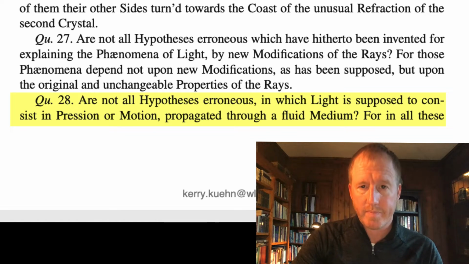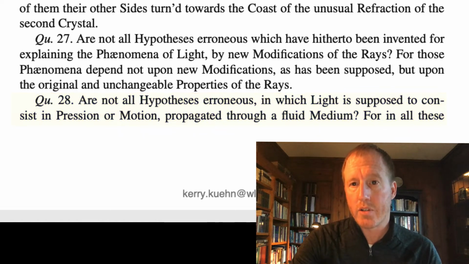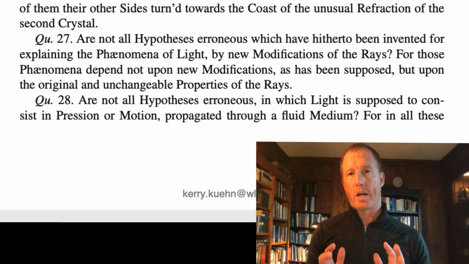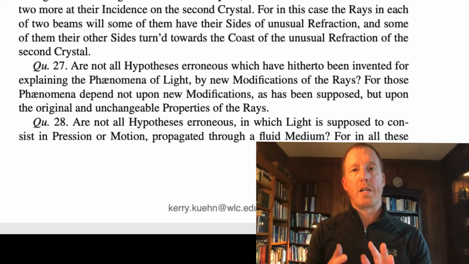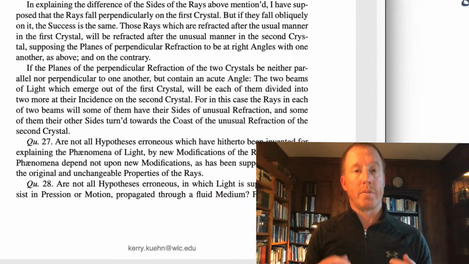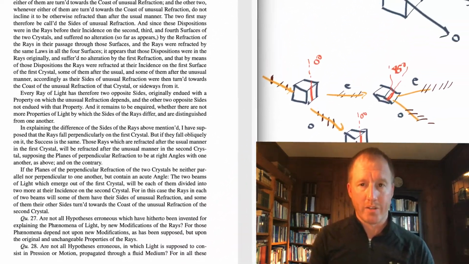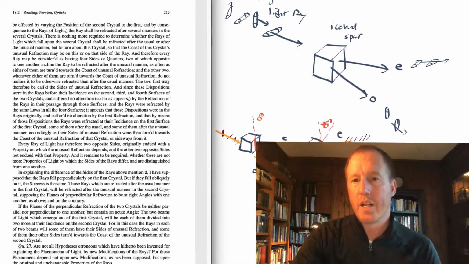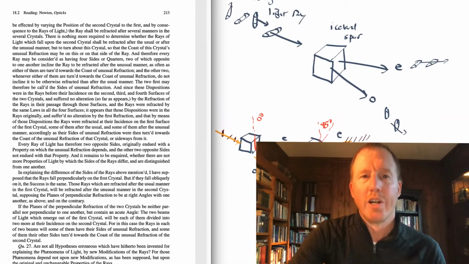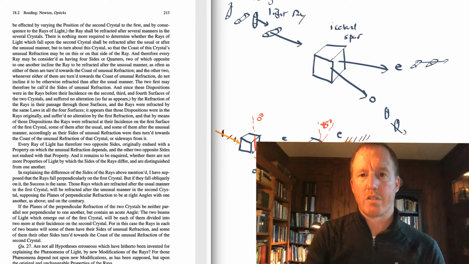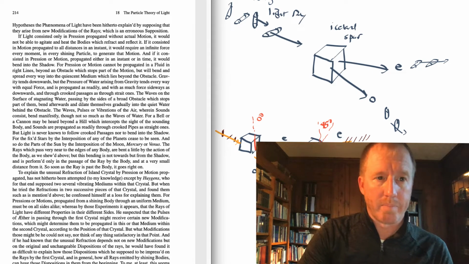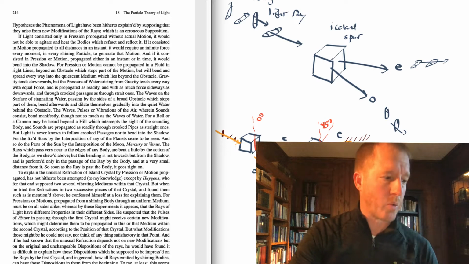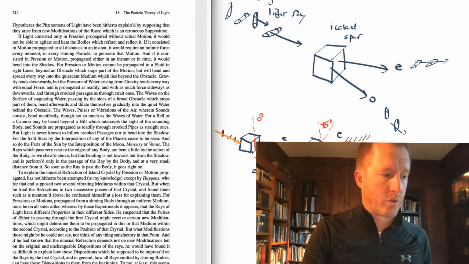medium? So he has here in mind directly as a target Huygens' wave theory of light, where you might recall Huygens is imagining light to be pressure or vibrations inside of a fluid medium, this ether that fills all of space. So Newton here is poking at this, saying, isn't everybody completely wrong who thinks that light consists of pressures or motions propagating through some ethereal medium? And then he goes on to explain why he thinks this is wrong.